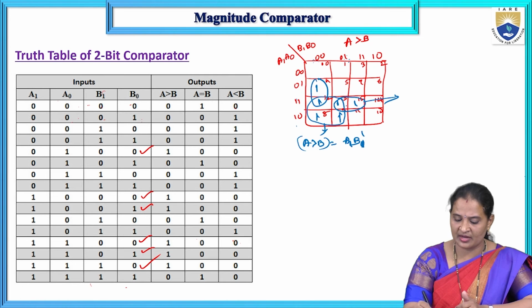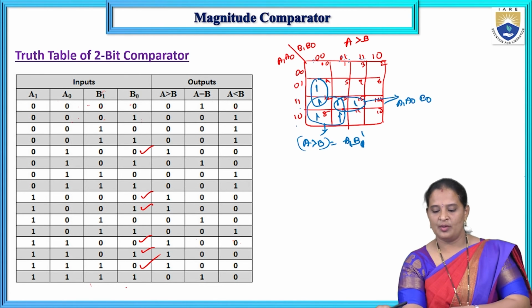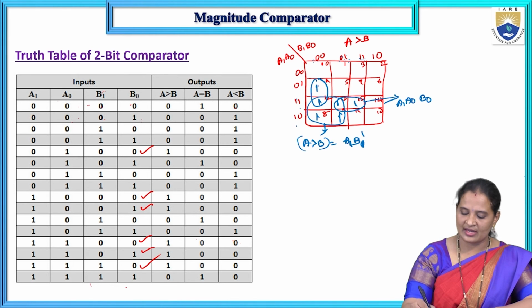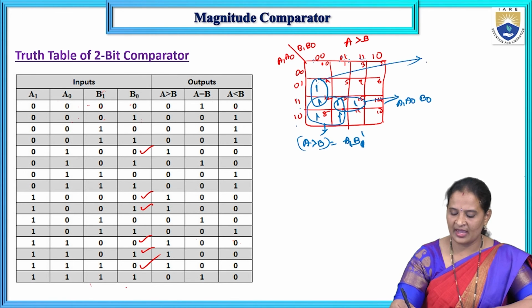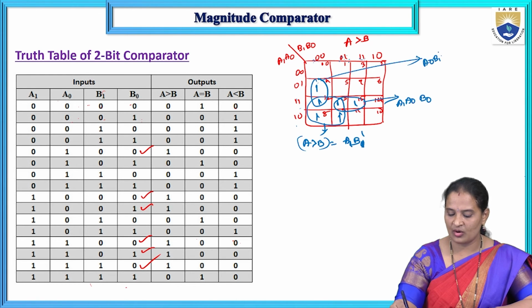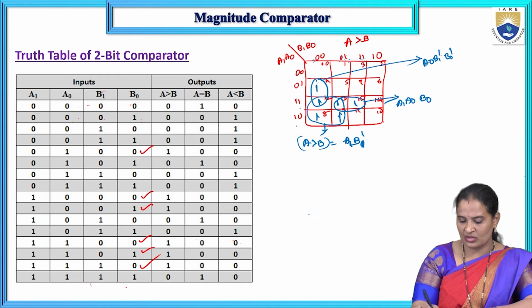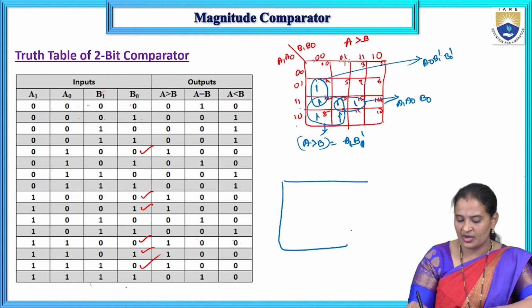Now coming to this one, what is the prime implicant for this? A1, A0 are common, A1 A0. And coming to these two cells, here B1 value is varying, eliminate B1, B0 value is common. So A1 A0 B0. And coming to this one, here A0 value is common, so I just consider A0. And coming to this one, B1 complement, B0 complement, right? So these are the equations for A greater than B. Similarly, we can also derive the expression for A less than B.